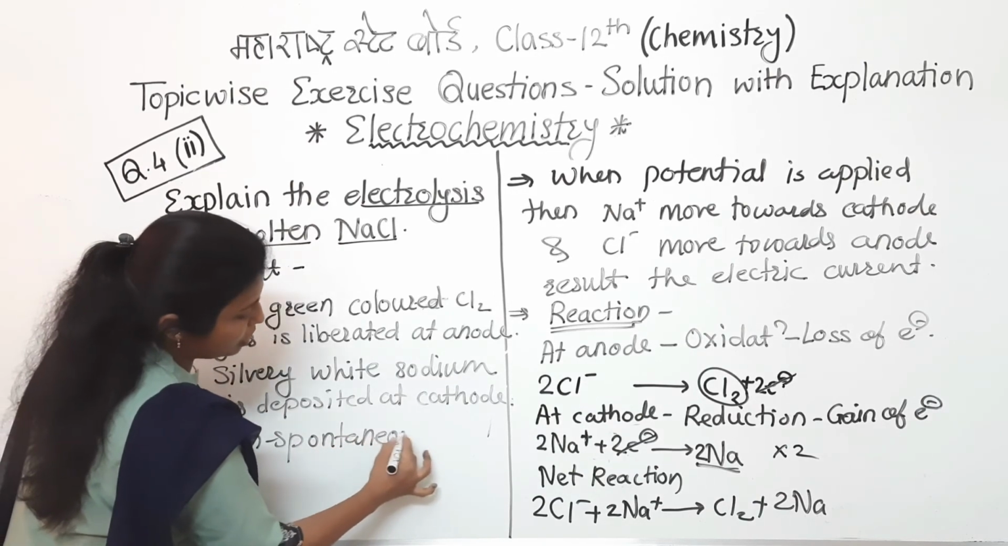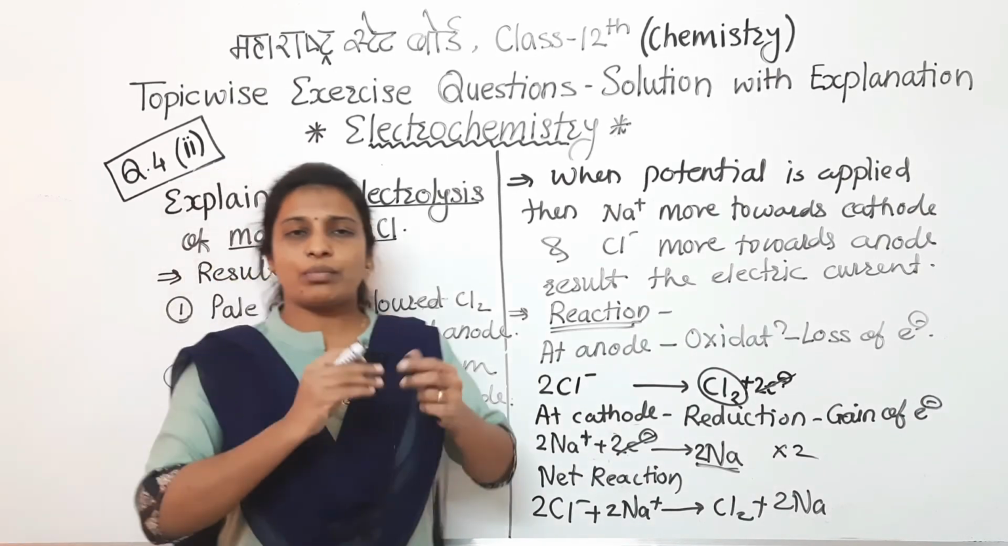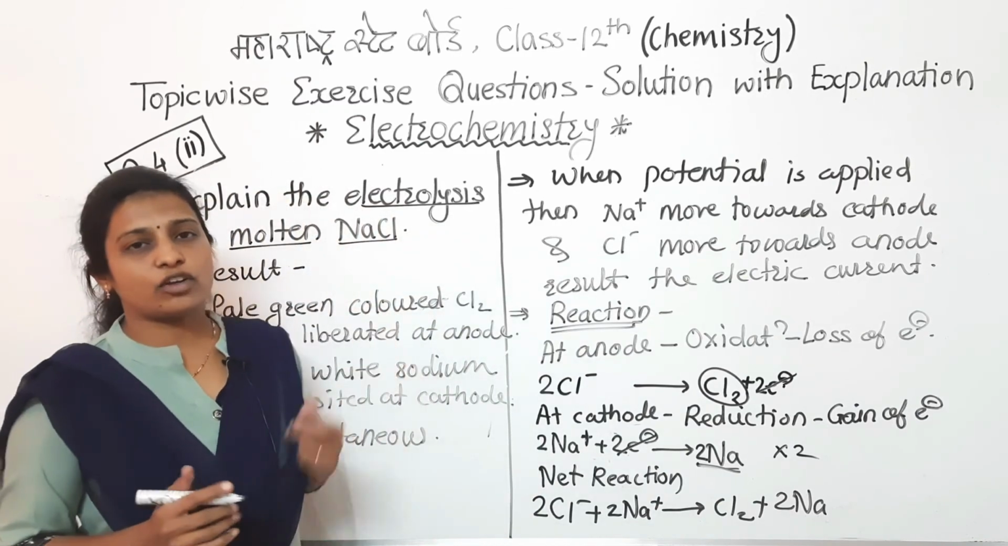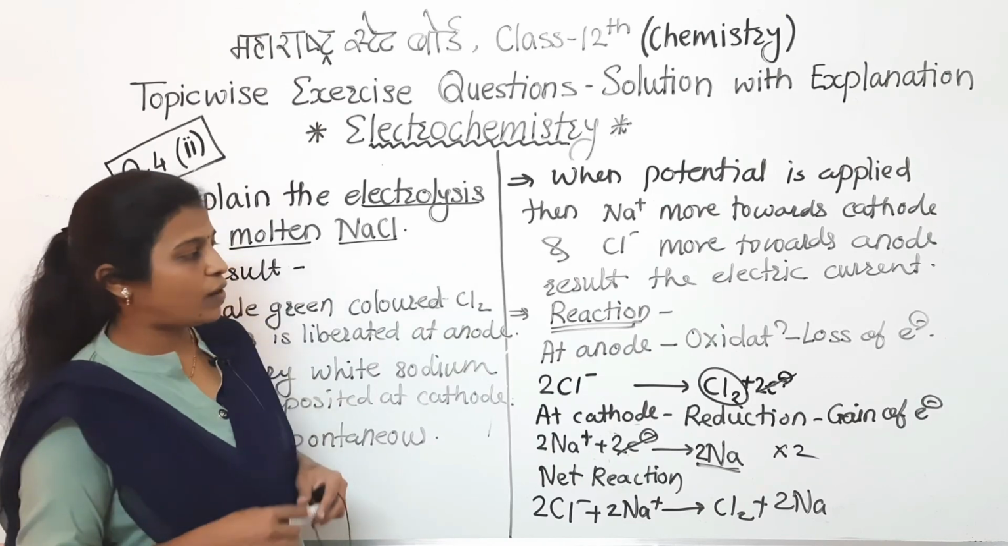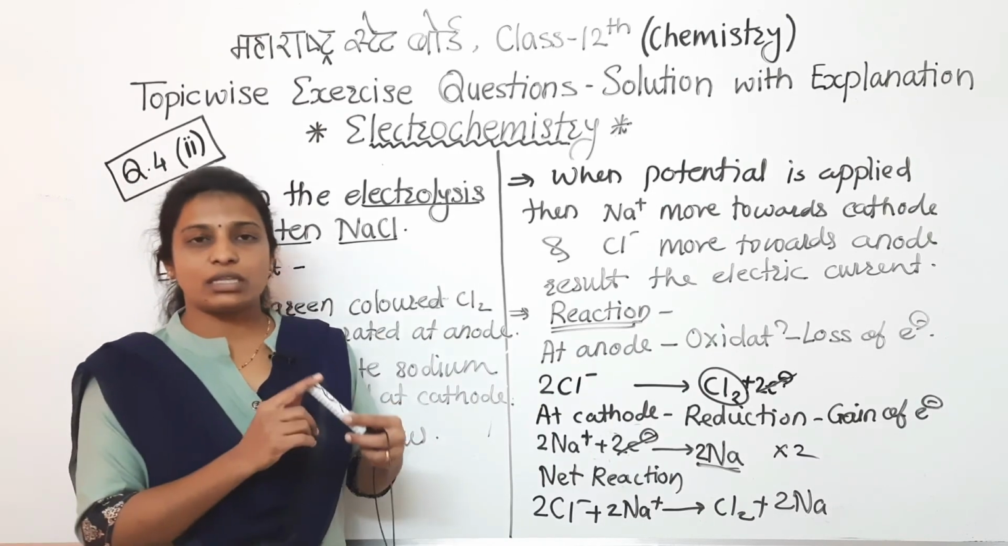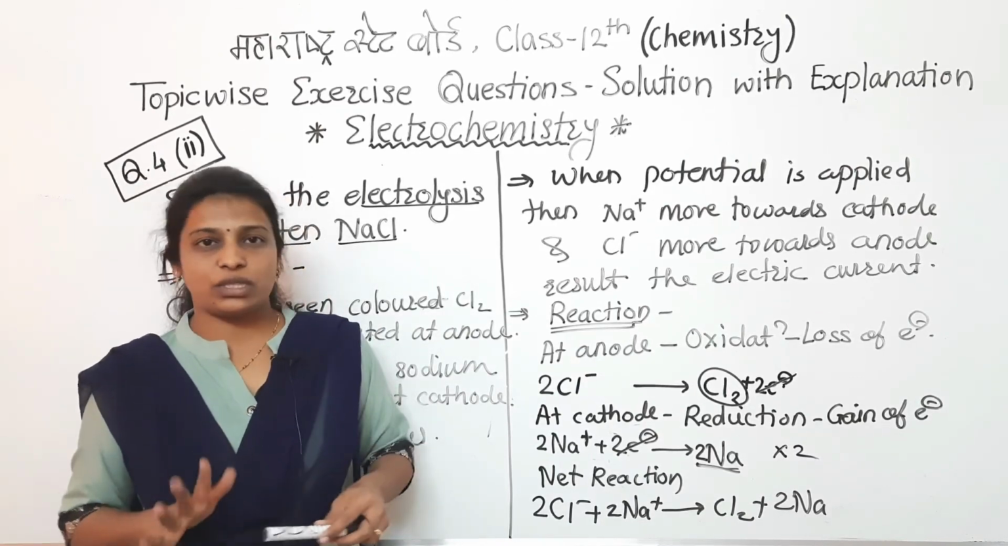That much material, that many points you have to write for the electrolysis of molten NaCl. This is the question for 3 marks. So here we have completed that question with the answer as well as the explanation.